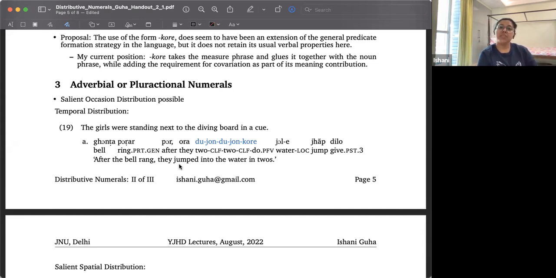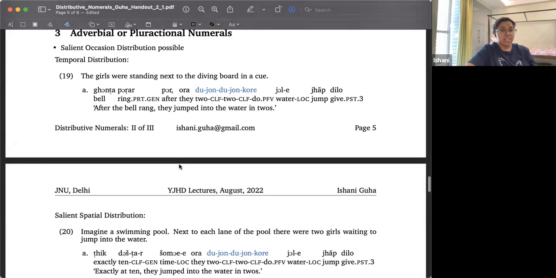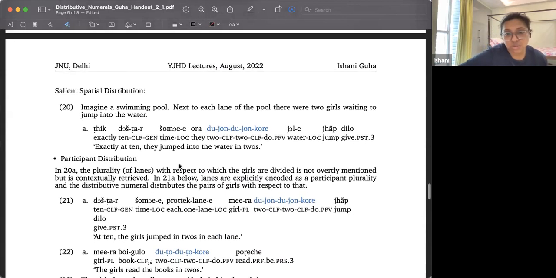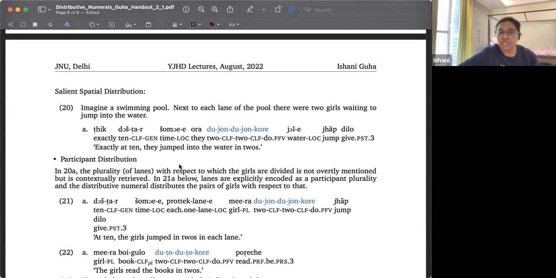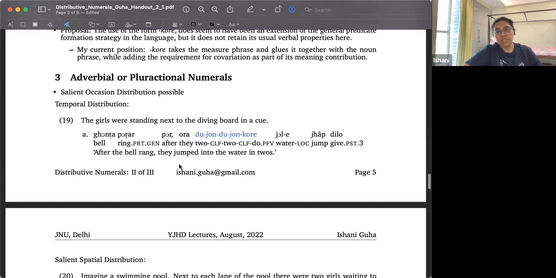In that case, the adverbial numerals are good. So the temporal distribution is good without an overt licensor, overt or covert structurally present licensor. This is good, temporal or spatial distribution. This is what I showed. And moreover, we can get readings of participant distribution as well. It's not the case that you only get occasion, that is distribution over time or place, with these numerals. You can get participant distribution as well.